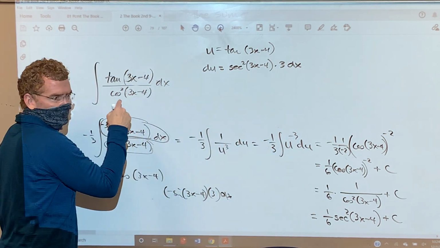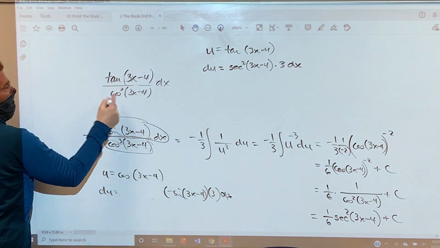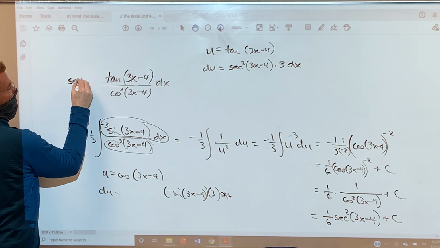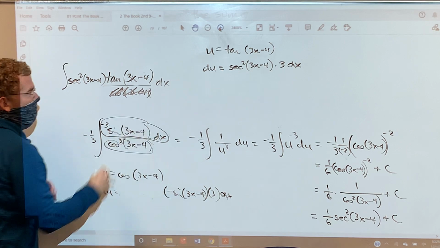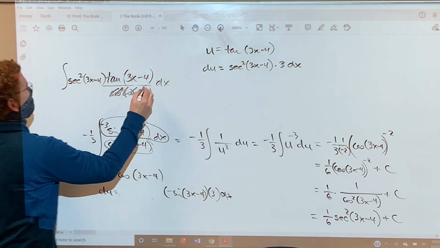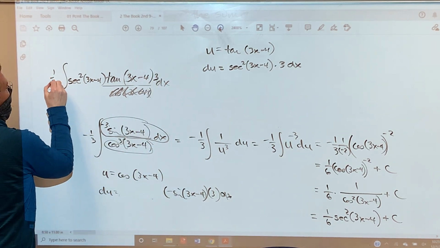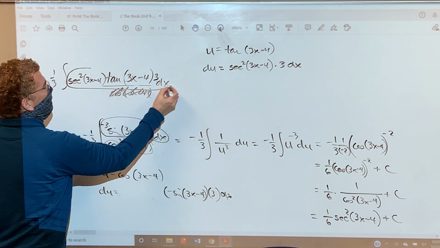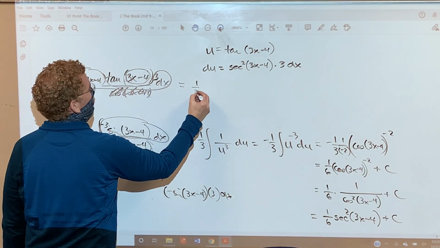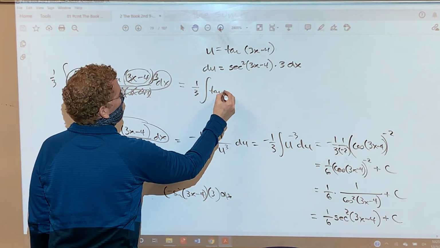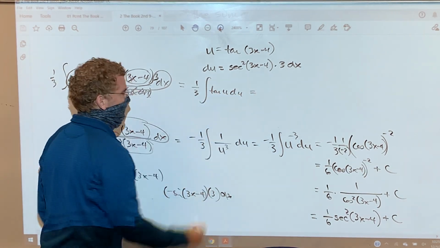Are y'all seeing this? And if you want to, go ahead and move that up before you start, then maybe that would look better to you, and then you could just go, oh yeah, times 3, 1/3, there is my du, there is my u, so I get 1/3 integral tangent u du. And how do I integrate that?